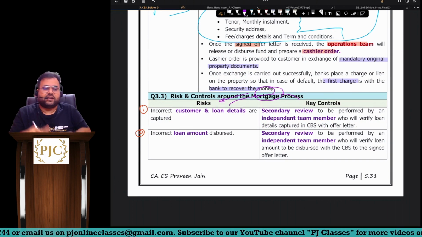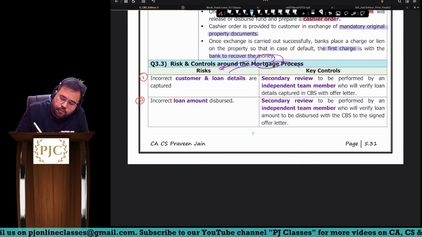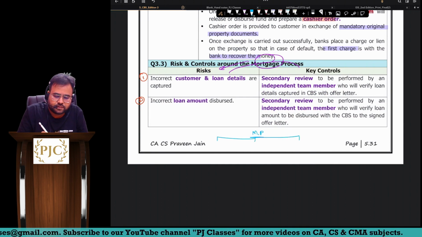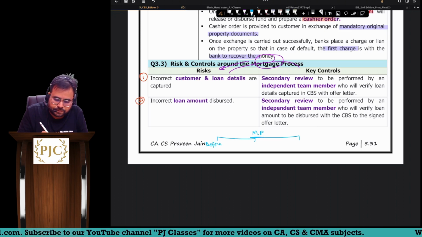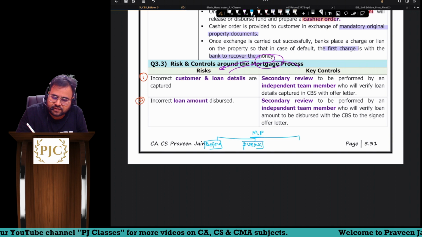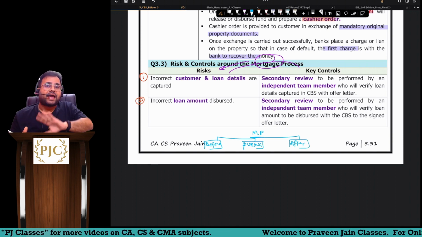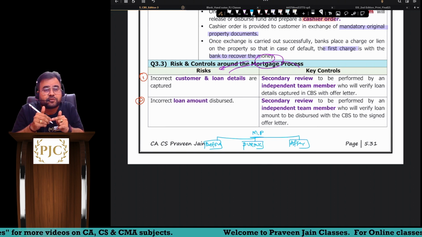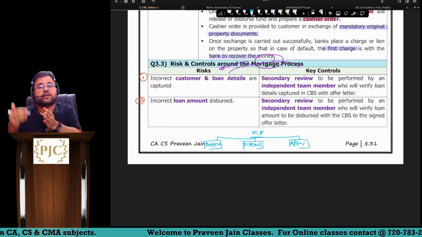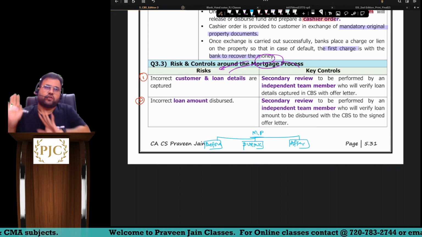Now, how you should understand this, sir? Now, mortgage process, sir, divide this answer into three parts. One is before disbursement, next is during disbursement, and third is after disbursement. Before disbursement matlab bank has not yet given the loan. During disbursement matlab now we are giving the cash order, sir. Sir, after disbursement matlab loan is already given, sir.